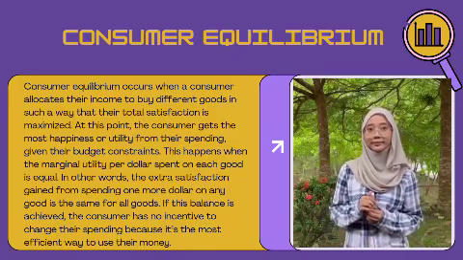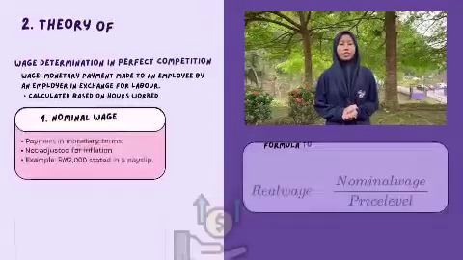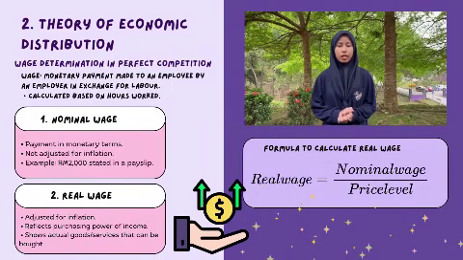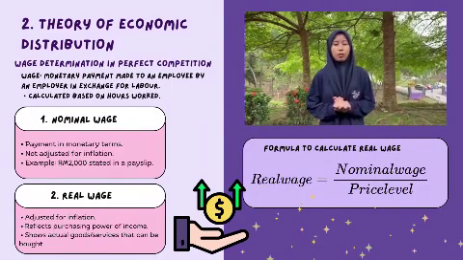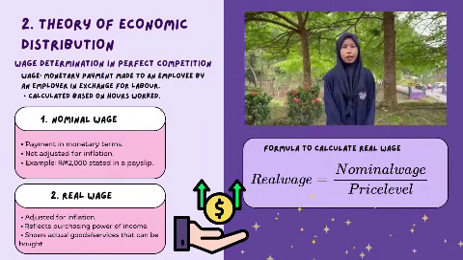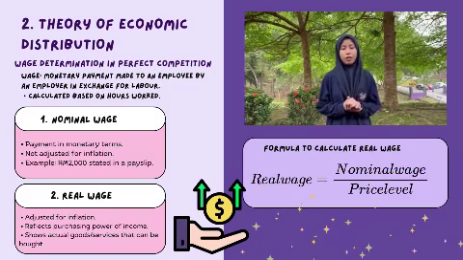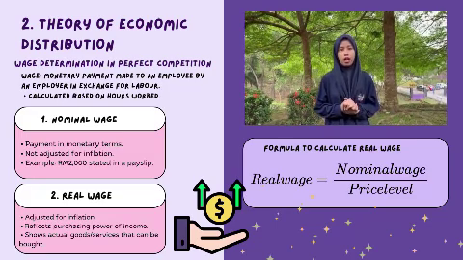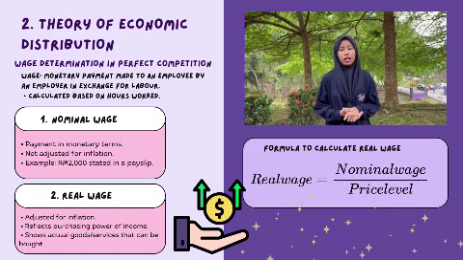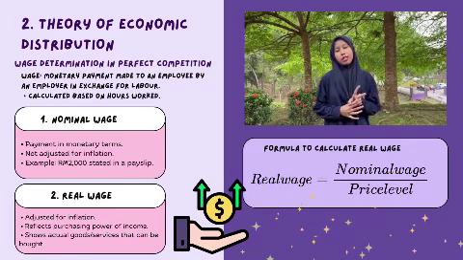Second is theory of economic distribution. Wage refers to monetary payment made to an employee by an employer in exchange for labor. It is calculated based on hours worked. Okay, there are two types of wage. First is nominal wage.